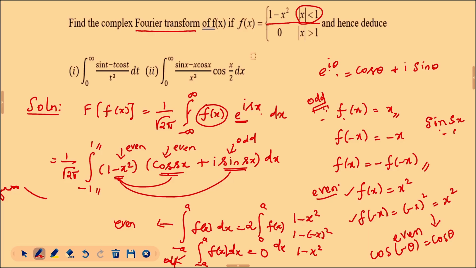Now, we have two different results. One is the even case, and this is the odd function. So, one integral will become twice the integral from 0 to a, and the other will become 0. Now, the integral becomes 1 by square root of 2 pi, 2 times the integral from 0 to 1 of 1 minus x squared into cos sx into dx.